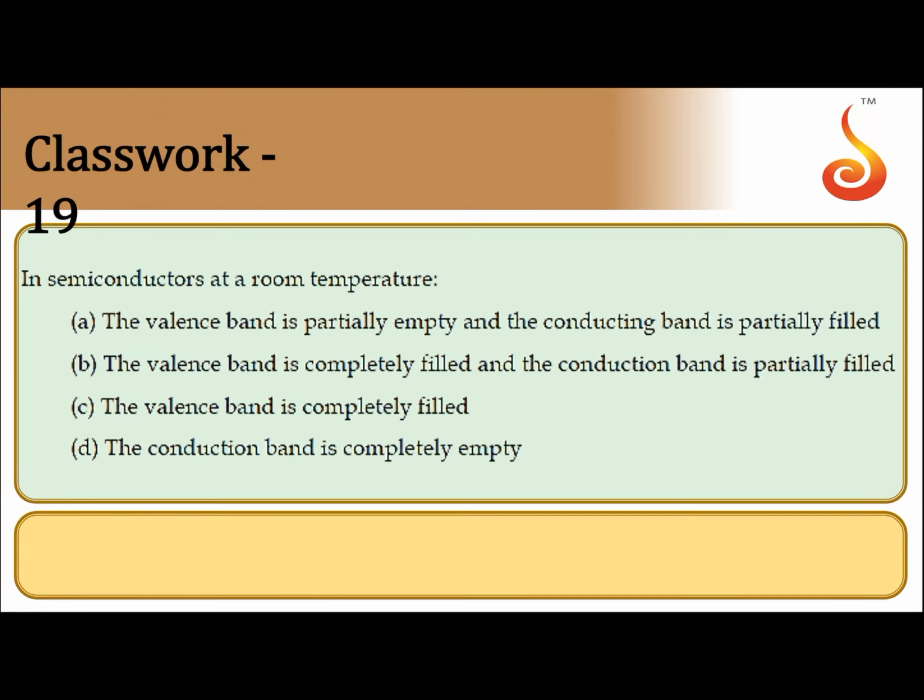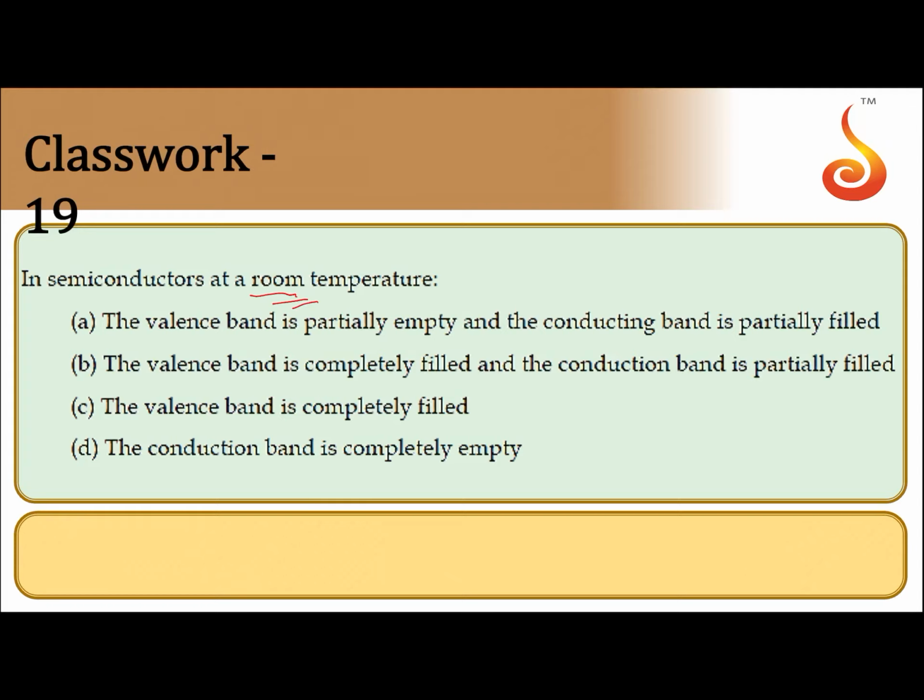We shall move on to next one. In semiconductors at room temperature, the valence band is partially empty and conduction band is partially filled. The valence band is completely filled, conduction band is partially filled. Valence band is completely filled, conduction band is completely empty. See, at absolute zero of temperature, conduction band is completely empty. But they have given it is room temperature. Room temperature is greater than absolute zero.